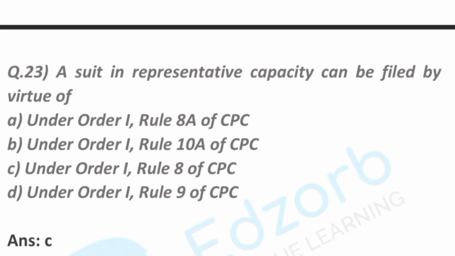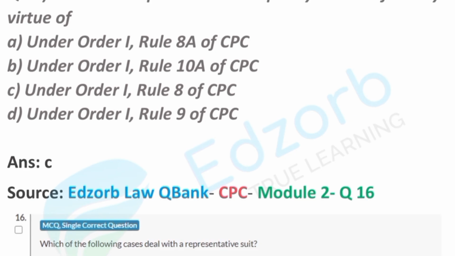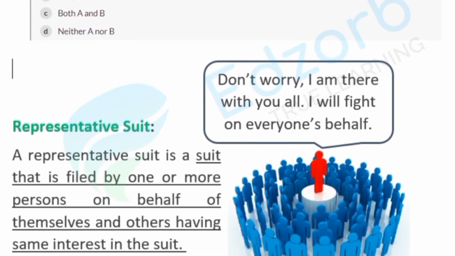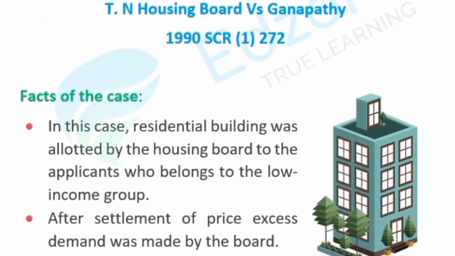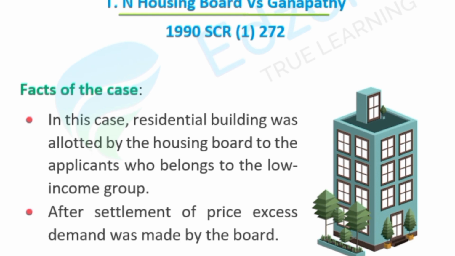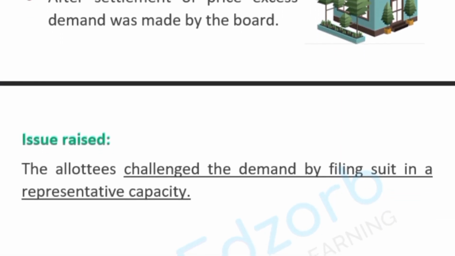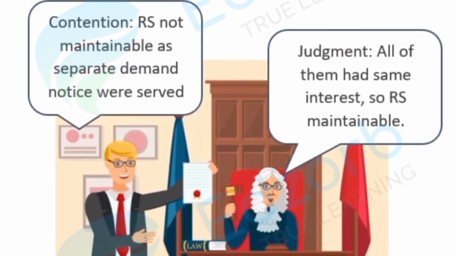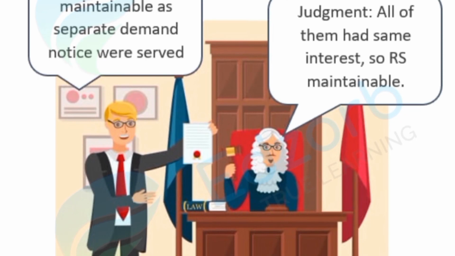Question 23 एक और direct question है. In this case आपको option C लगाना था. जी हाँ, representative capacity में suits are filed as per Order 1 Rule 8. Now a simple example could be the case of Tamil Nadu Housing Board versus Ganpati. In this case, you see residential building के allottees ने case किया था in a manner of a representative suit which was found to be maintainable.